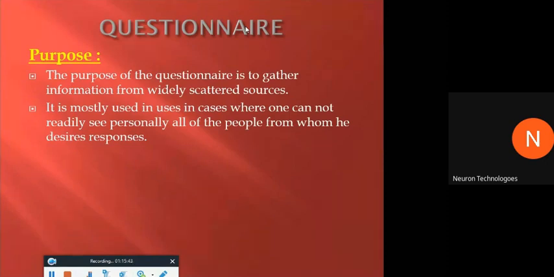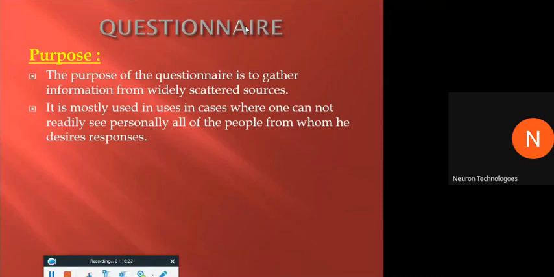Purpose. The purpose of a questionnaire is to gather information from widely scattered resources. Scattered resources means that you are not trying to cover only some of the responses from one area. You are trying to cover major areas of the city, country, and some other countries as well. So you are getting the feedback or inputted data through different areas. In this way, the scattered resources will give you a more rational outcome as compared to choosing only a small area from which you get your data.